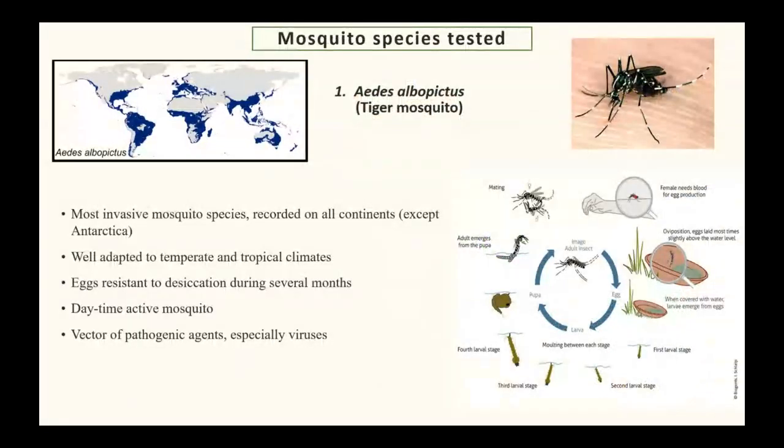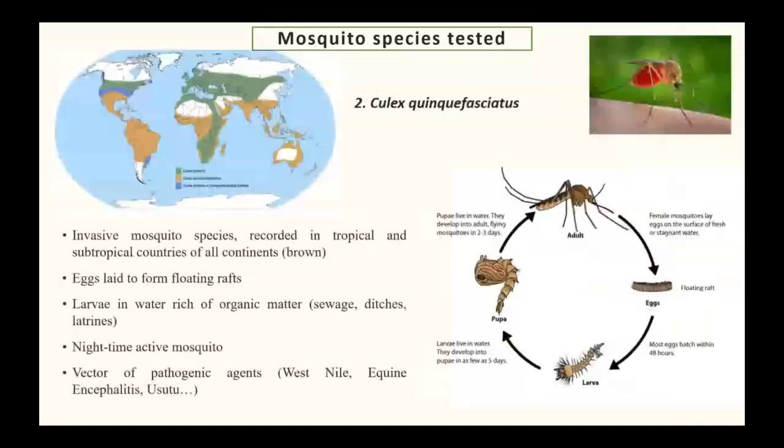Concerning the mosquito species tested, we tested, like I told you, Aedes albopictus, which is the most invasive mosquito species recorded on all continents except Antarctica, because it's well adapted to temperate and tropical climates. And their eggs are resistant to desiccation during several months. It's a mosquito that is mostly active during the daytime and can be vector of pathogenic agents, especially viruses, that touch mostly humans. Concerning the second species, it's Culex quinquefasciatus.